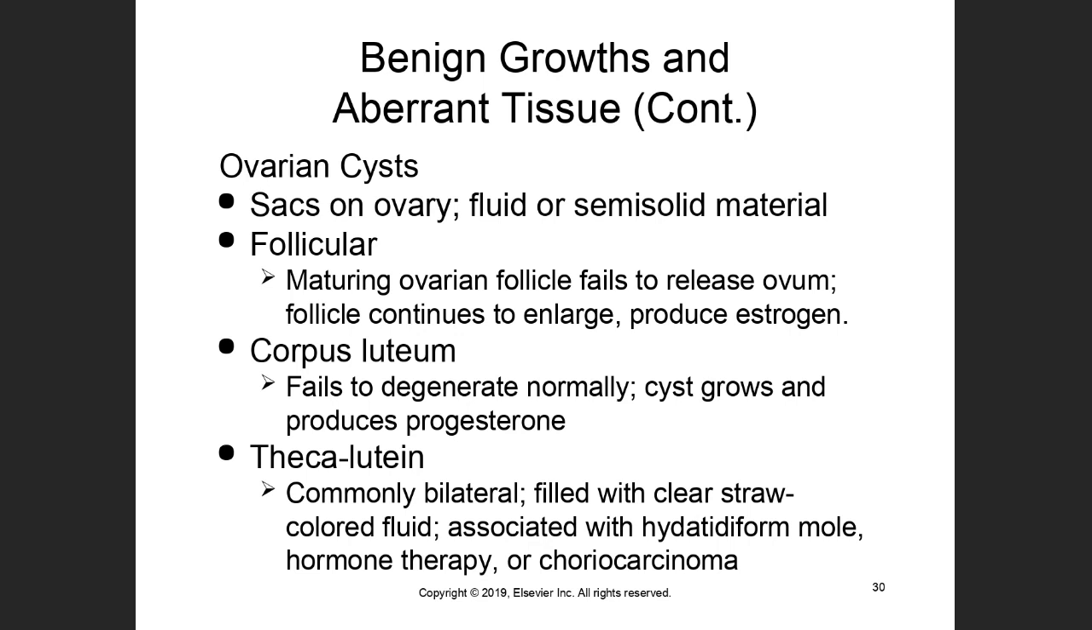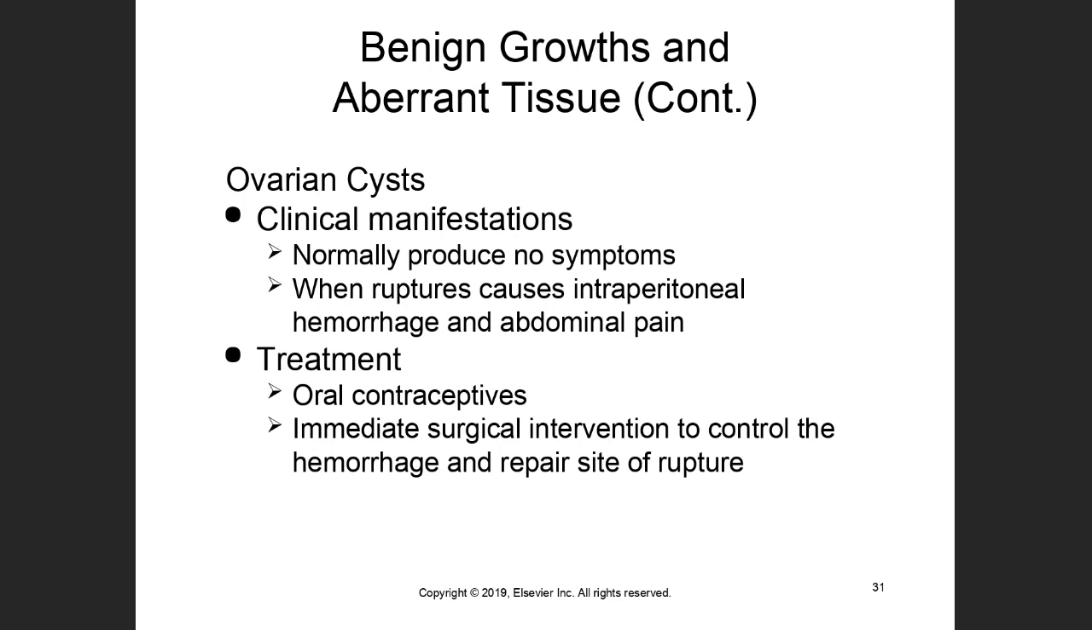Theca lutein cysts are commonly bilateral. Clinical manifestation: they normally produce no symptoms, but when they rupture they cause intraperitoneal hemorrhage and abdominal pain. That's why it's an emergency. Treatment: oral contraceptives, and immediate surgical intervention if you suspect a rupture.